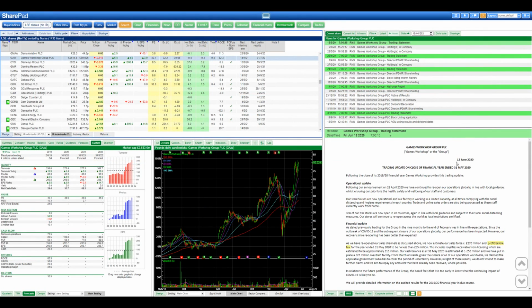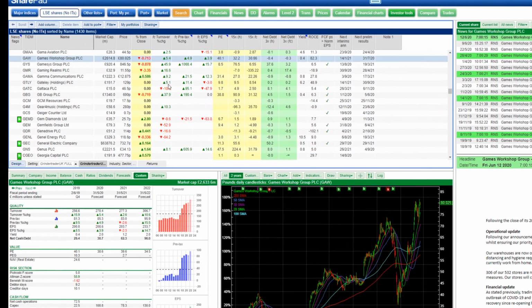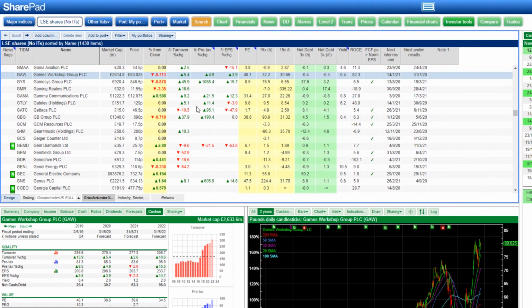Okay, so we're back onto the SharePad screen, and you can see that there is a layout of a number of windows. But there are 2 different colors here. If you look here, you can see that there's a blue border around this window, and this refers to lists and portfolio management, where you want to compare loads of stocks together. And it comes in columns, where we can configure these columns to our needs.